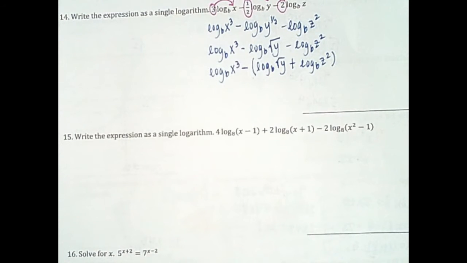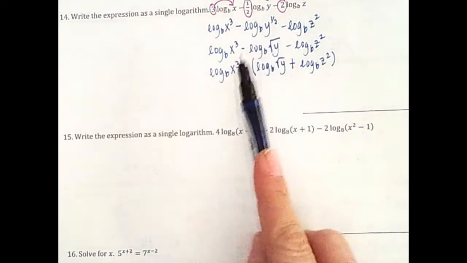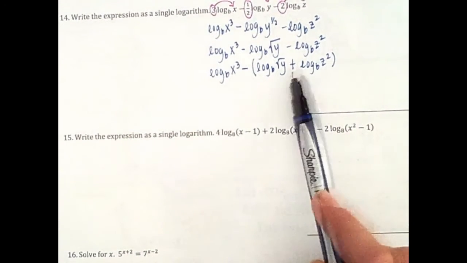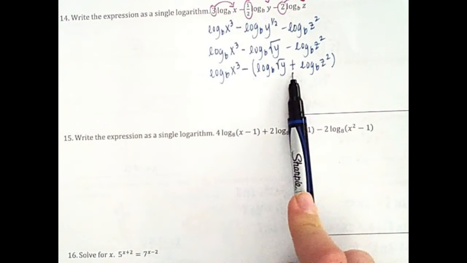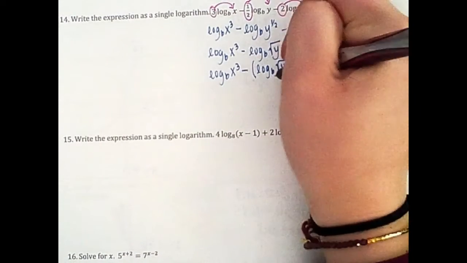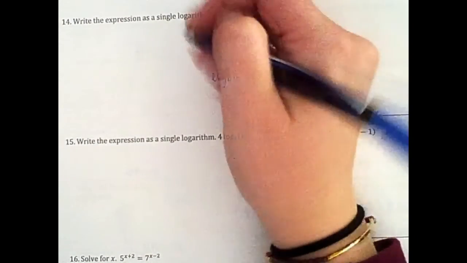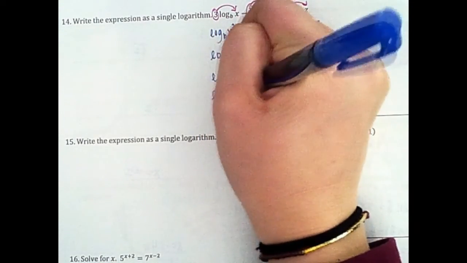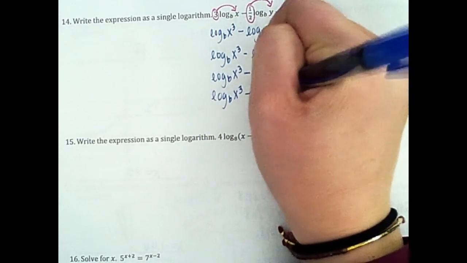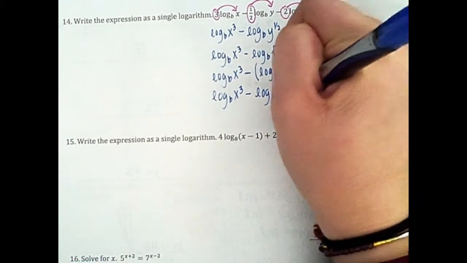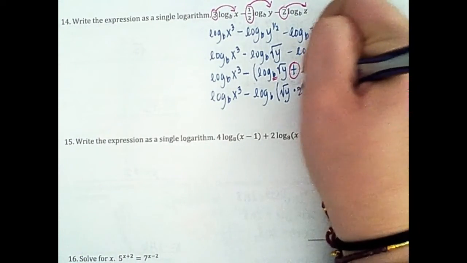Okay, so now that we've done that, you don't have to do that, not at all. You can totally just know that these are both going to be in the denominator. But now that we've done that, I am going to combine these using our product rule. They have the same base, and so I'm going to combine those. So log base b of x cubed minus log base b, and now we're combining, so it would be the square root of y times z squared.